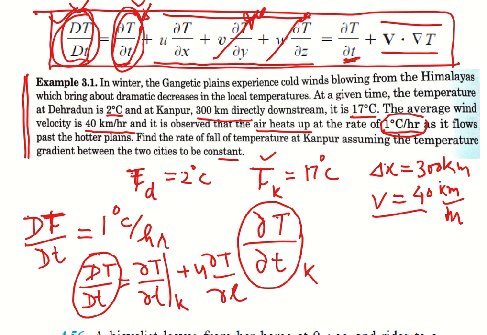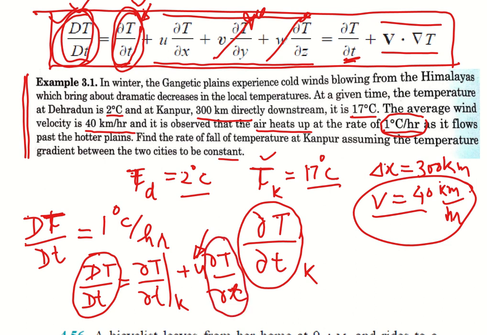Heats up means plus, if an increase of temperature is taken as plus. Del T over del t at Kanpur is to be calculated. And what is u? Velocity in that direction. So this is given. And what is del T over del x? This will be equal to 17 degrees centigrade minus 2 degrees centigrade divided by the distance. So this is also given, and which is constant. So you can substitute here and you will get the answer, right?